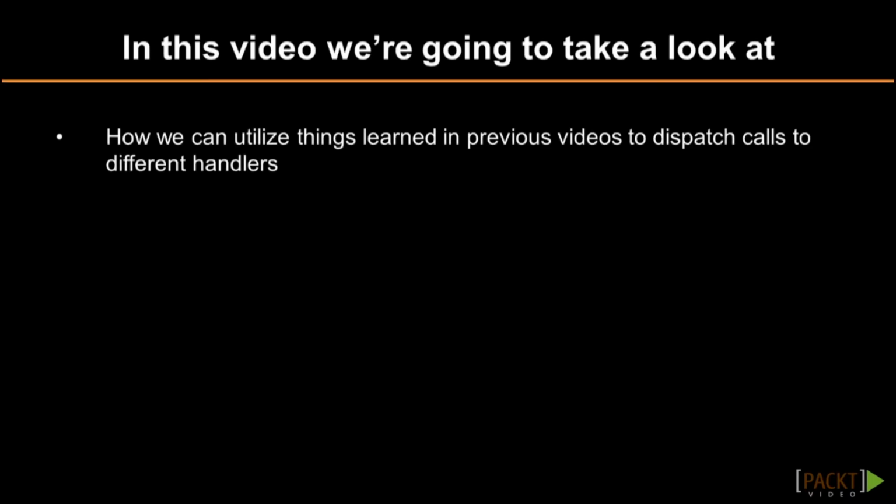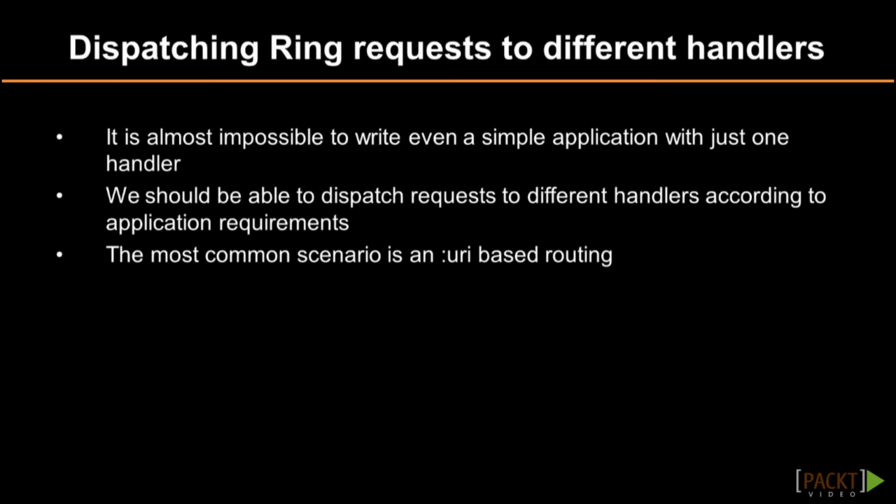In this video, I will present how we can utilize things learned in previous videos to dispatch calls to different handlers. As I have shown before, a Ring instance will direct all the requests to a single handler. Of course, we don't want to have all our logic inside just one function. Luckily for us, as handlers are just functions, we can easily implement an over-handler, which will direct invocations to different handlers based on its configuration and request data.